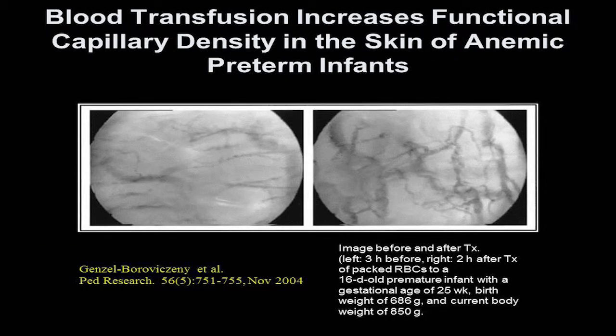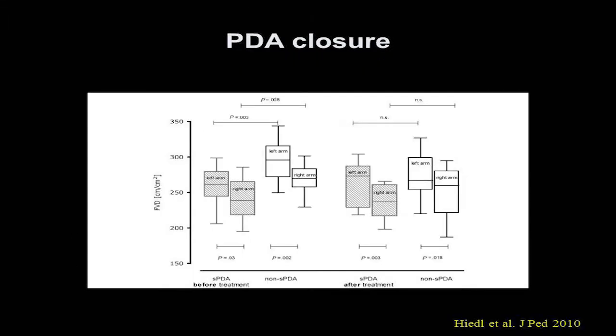This is a study that shows, again, in premature neonates, so in the arm, that a blood transfusion improves the total vessel density of the arm.